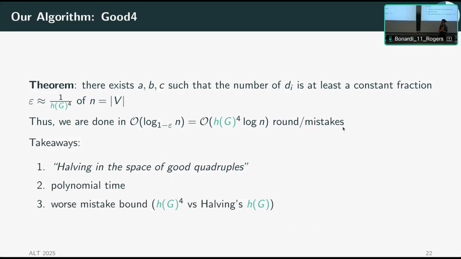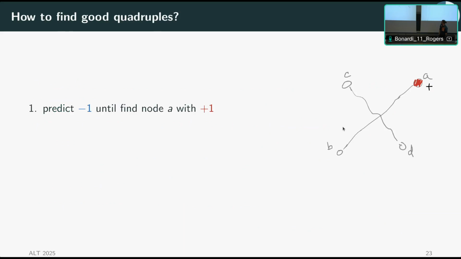So what are the takeaways? We switch from this perspective of doing halving over the majority vote over the version space. We instead do halving in this more local space of good quadruples. I could imagine this idea also works in many other situations, where you forget the global structure but focus on the local things. And yes, it's polynomial time, but we lose this factor, from VC dimension to Hartwinger number to the 4, unfortunately.